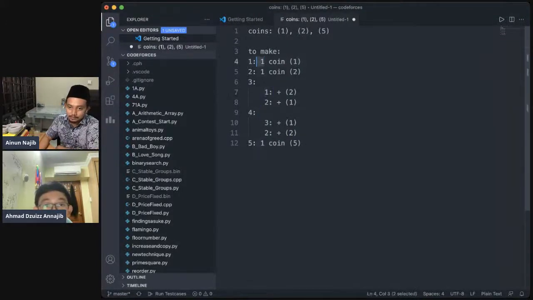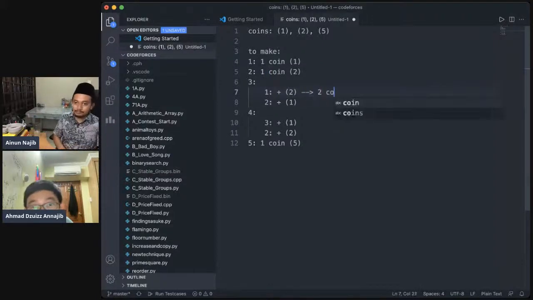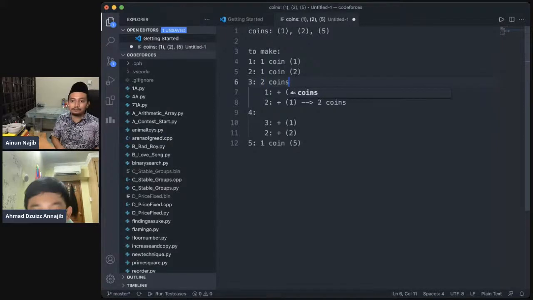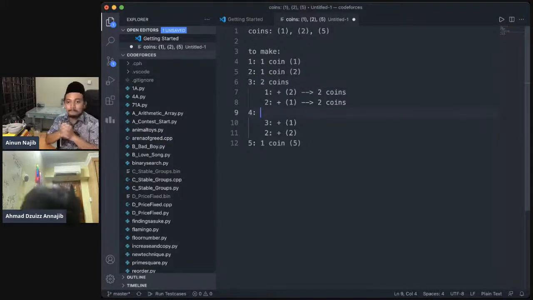Okay, so now what is one here? One is one coin. What is two here? Two is also one coin. So in both cases, both are two coins. That means the best is two coins. Understand?